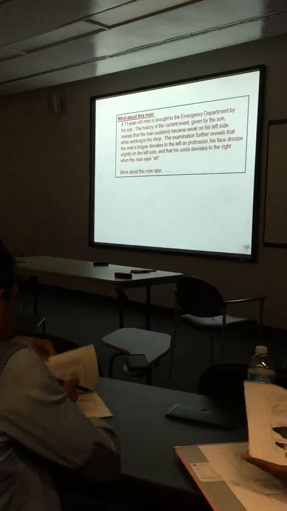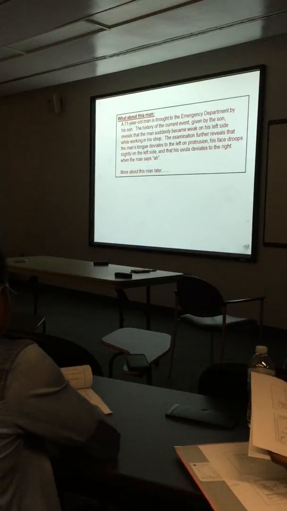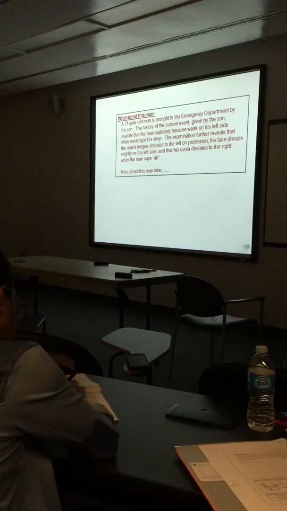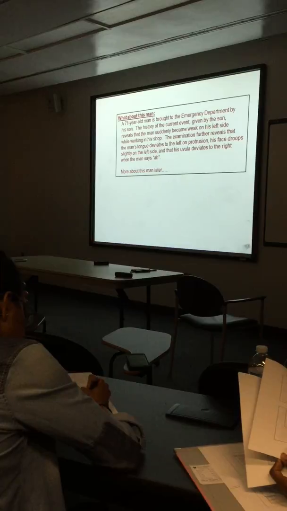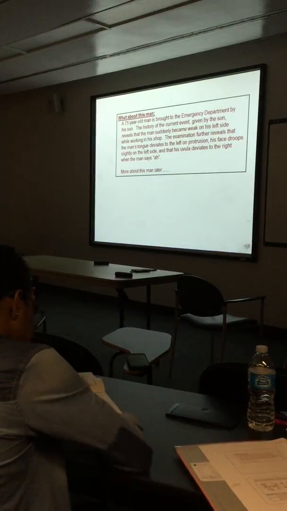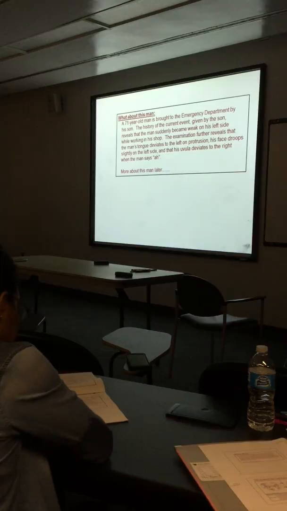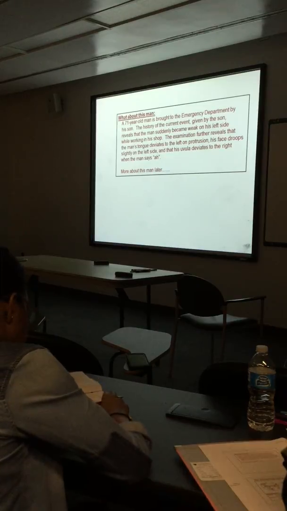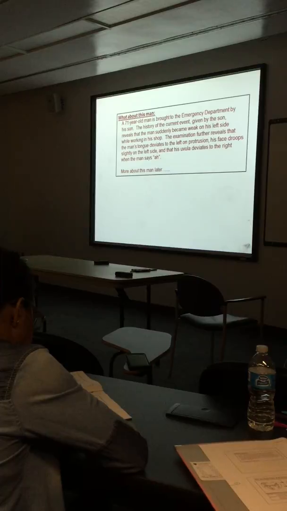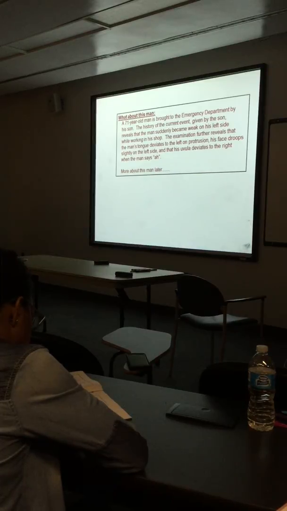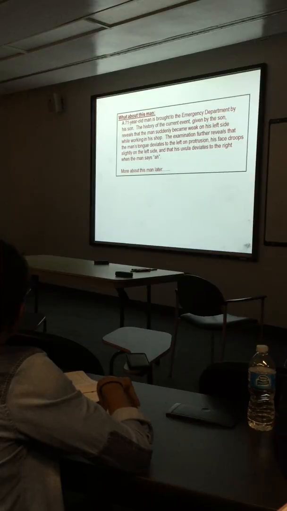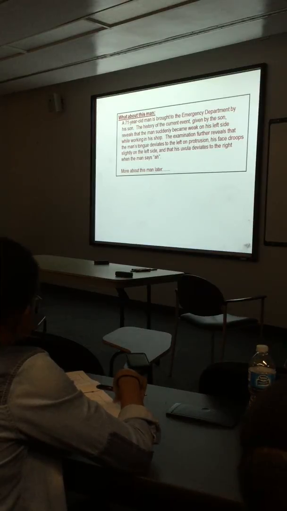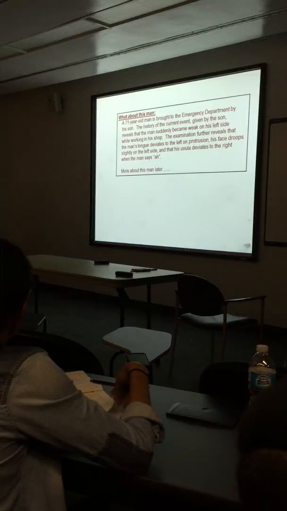Okay, a 71-year-old man is brought to the emergency department by his son. The history of the current event given by the son reveals that the man became weak on his left side while working in his shop. The examination further reveals that the man's tongue deviates to the left on protrusion. His face droops slightly on the left side, and when he says "ah," the uvula deviates to the right. So, we'll talk about this a little bit later. So we have now a combination of things that are all reflecting motor issues. So we'll talk about it in a minute.